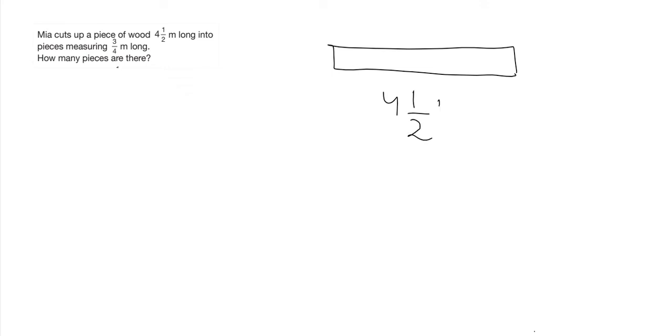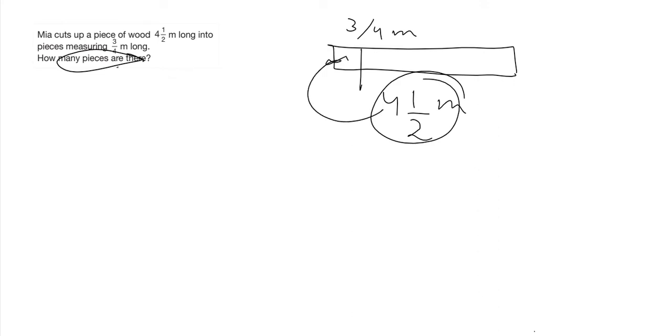Let's take the word problem. Mia cuts up a piece of wood 4.5 meters long into pieces measuring 3 by 4 meters long. How many pieces are there? So suppose it's a piece of wood of length 4.5 meters, and we have to divide this into pieces measuring 3 by 4 meters. So we have to check how many pieces we get after dividing this into this.